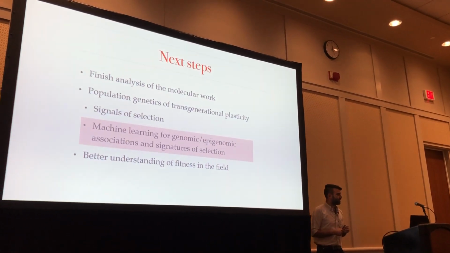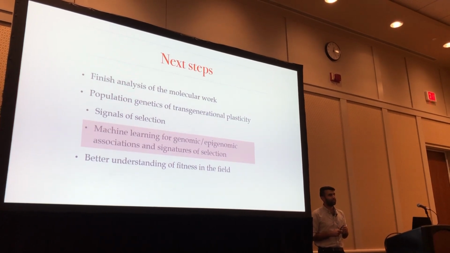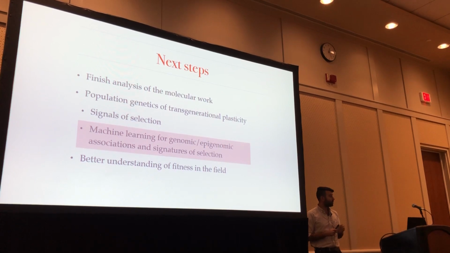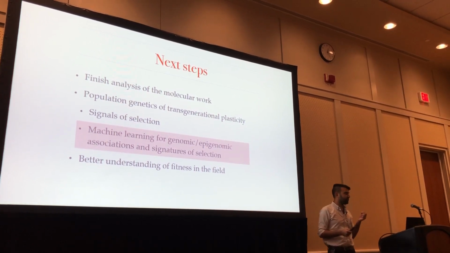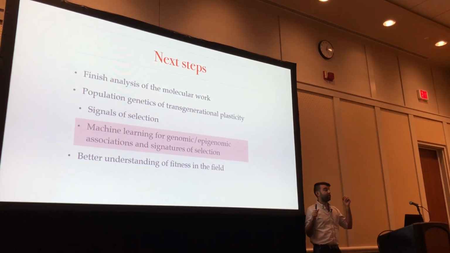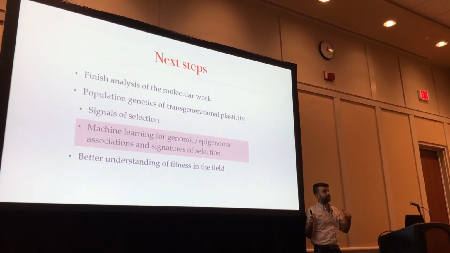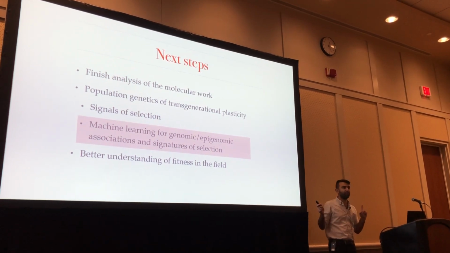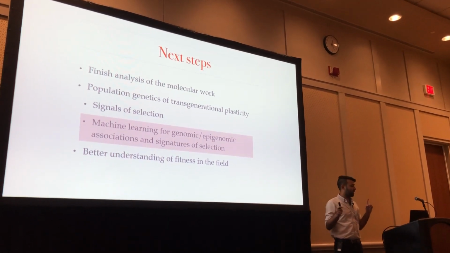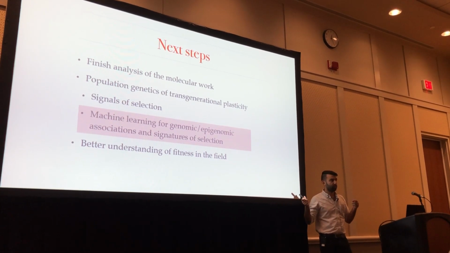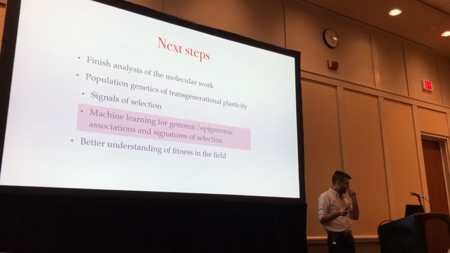Okay, so our next steps obviously are to let my computer finish pseudo-aligning the RNA-seq data. We also really want to do some population genetics of transgenerational plasticity. So when we get genes that we think are involved, we'd like to look for signatures of selection in these genes. I just want to give a quick plug for another project I'm working on, using machine learning to integrate genomic and epigenomic signals to look for this signature of selection.